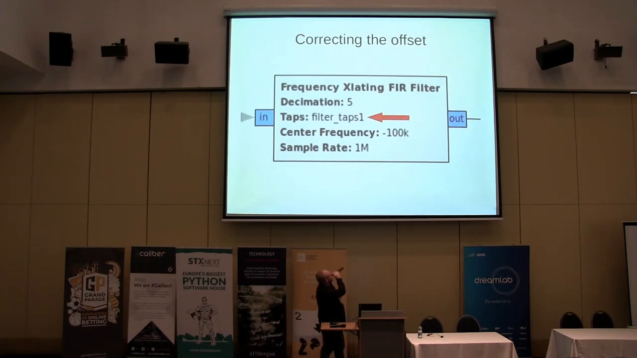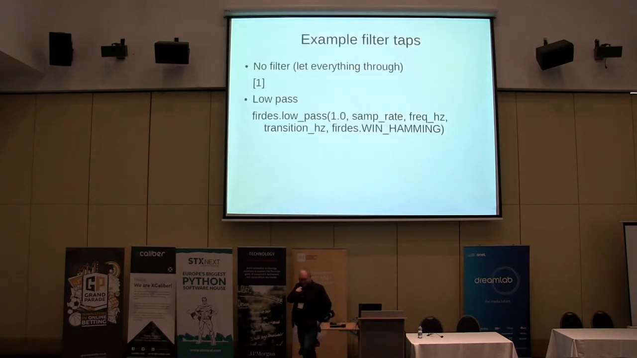But you have to provide something called taps. It's an array. And in this case, you can use an array with one element of one, and that filter does exactly nothing because it multiplies all the samples by one. However, if you want, for example, a low-pass filter, you can use the built-in functions in GNU Radio. So you just enter this into your filter taps field and it will be calculated.